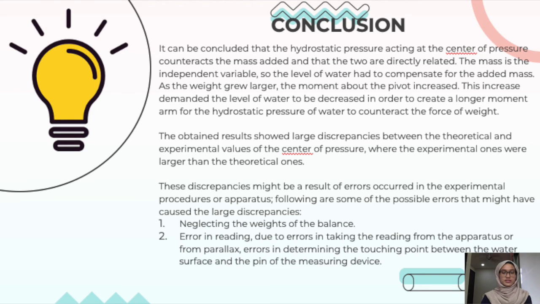From the results, there were inconsistencies between the theoretical and the experimental values of the center of pressure. It is found that the theoretical ones are lesser than experimental ones. This inconsistency may happen due to the procedures of the experiment. These are possible errors that might occur. First is neglecting the weights of the balance. Second is error in reading, such as parallax error in determining the touching point between the water surface and the pin of the measuring device.